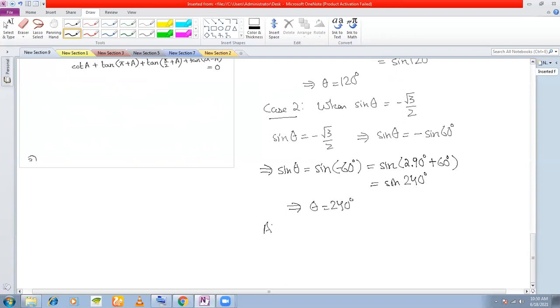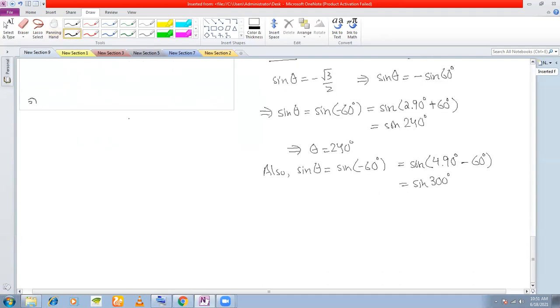Also, sine theta is equal to sine of minus 60 degrees. Now we are looking for a solution in the fourth quadrant, 4 into 90 degrees. The minus sign will enable us to move to the fourth quadrant, minus 60, which is sine 360 minus 60, which is 300. So here we get theta is equal to 300 degrees.